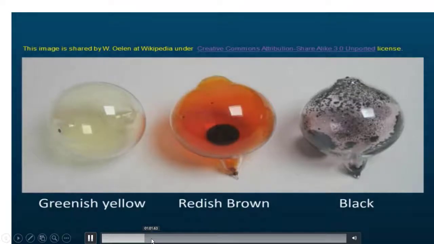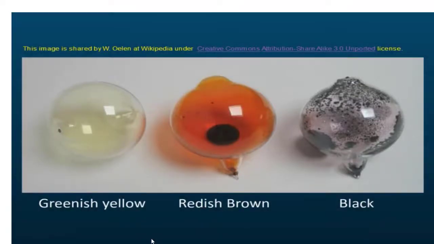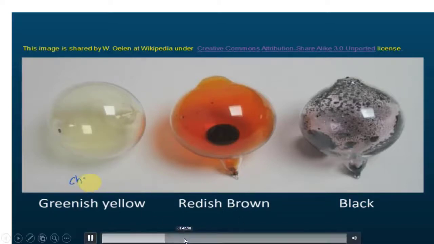If you see these elements, you will find chlorine is gaseous and its color is greenish yellow, bromine in picture 2, iodine in picture 3. The chlorine is greenish yellow, bromine is reddish brown and exists as a liquid, iodine is black and exists in the solid state.